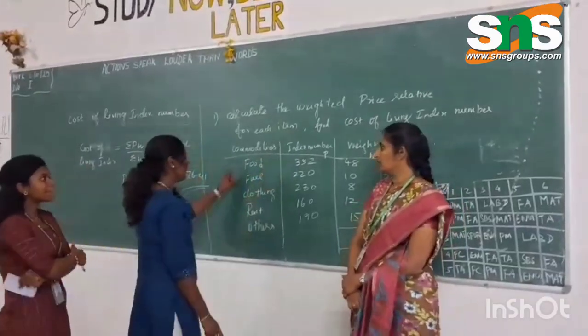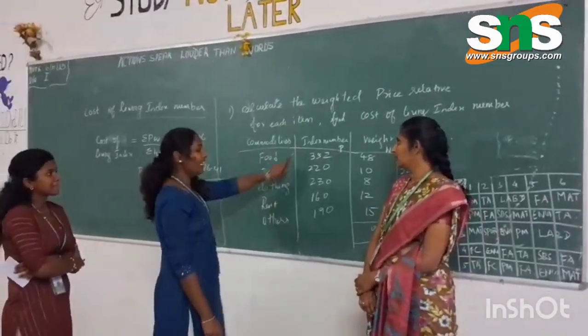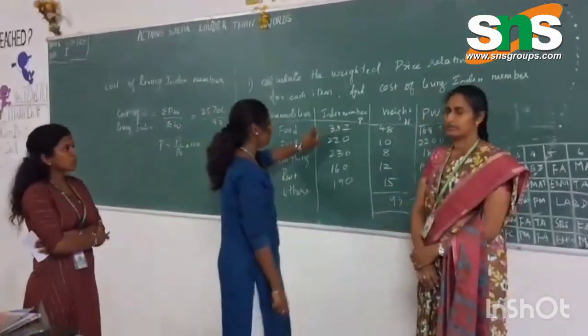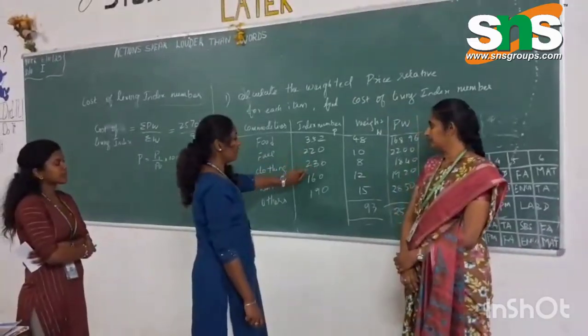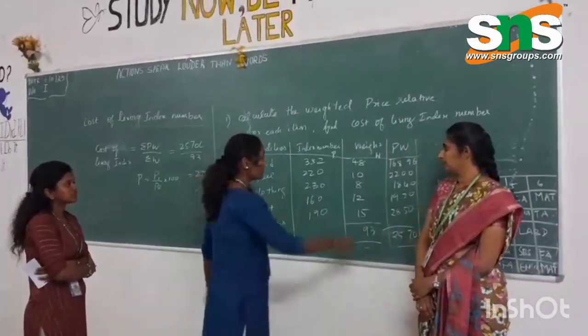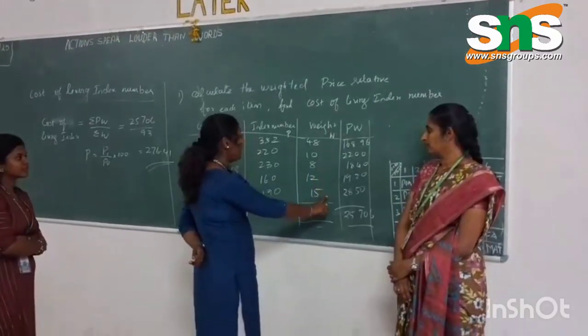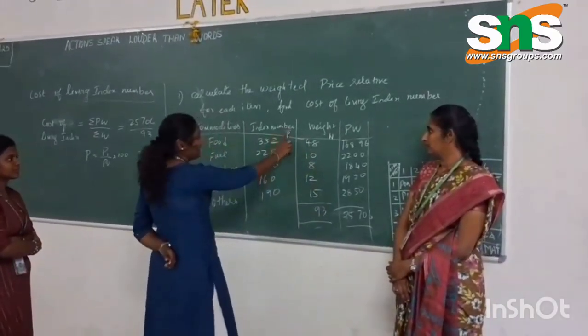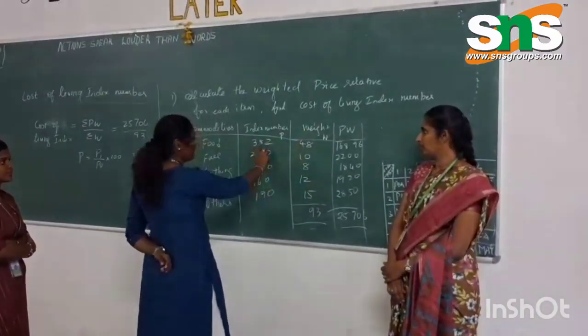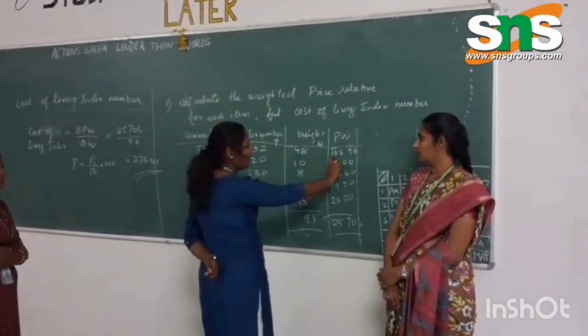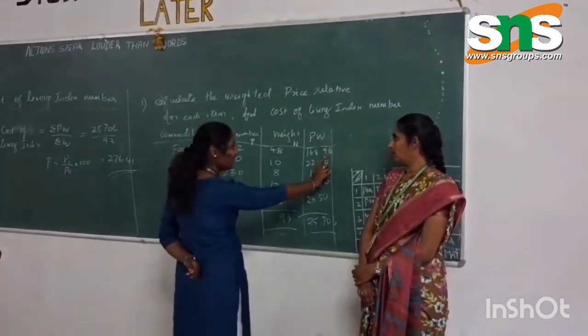Commodities are given: food, fuel, clothing, rent, others. Index numbers: 352, 220, 230, 160, 190. Weights: 48, 10, 8, 12, 50. We want to multiply index number and weight. 352 into 48, 168.